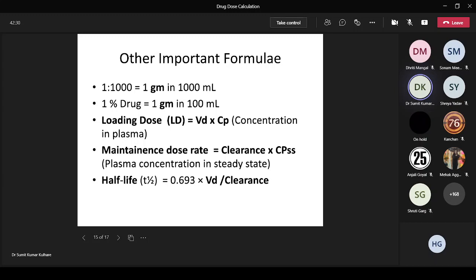Similarly, the maintenance dose formula is clearance multiplied by steady state concentration. And the half-life formula is 0.693 multiplied by volume of distribution divided by clearance. So these 5 formulas and the 3 formulas I already taught you, in total 8 formulas you should know before coming for the practical examination.